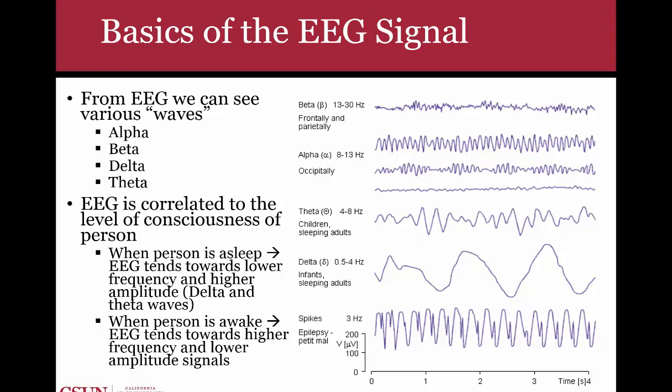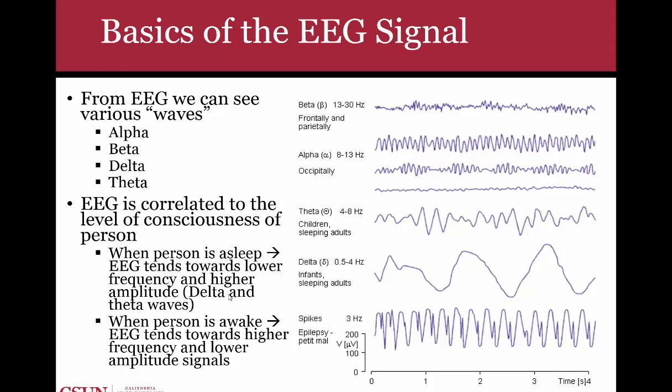And then you have random spikes that can be due to other diseases or epilepsy, for instance. And these also show you relative amplitudes. So what's the difference here? It turns out that when a person is asleep, the EEG that you will find actually depends on the state of sleep, but they tend towards lower frequency and higher amplitude. So they tend to be delta or theta waves when you're sleeping. When you are awake and cognitively functioning, you tend to have EEGs that are higher frequency and have lower amplitude signals. So they'll be more like beta waves and alpha waves in that case.